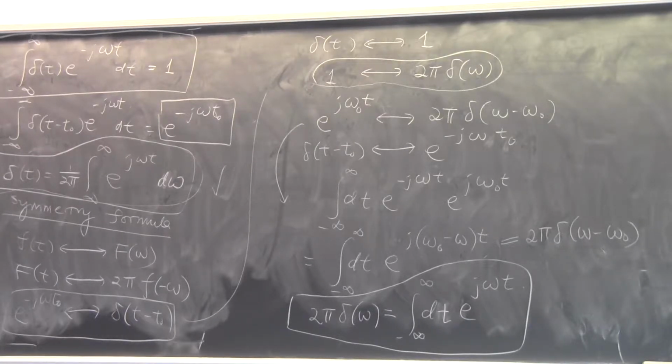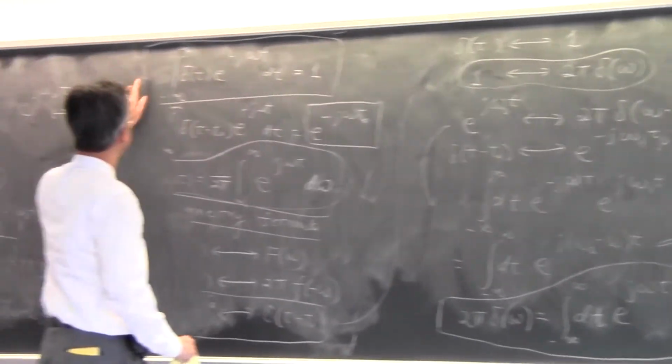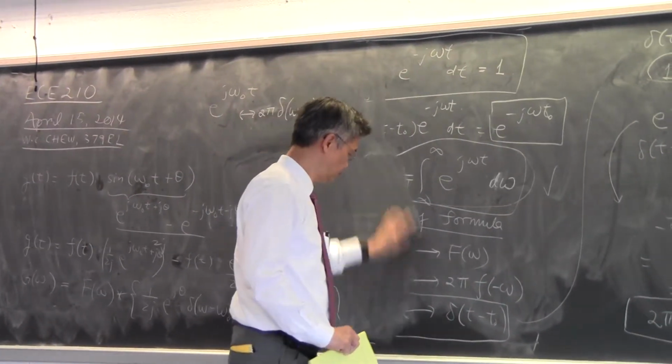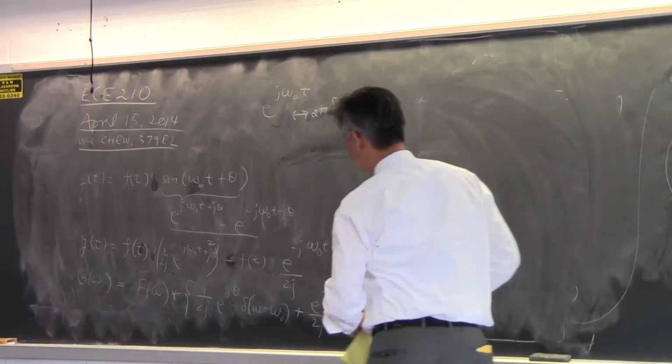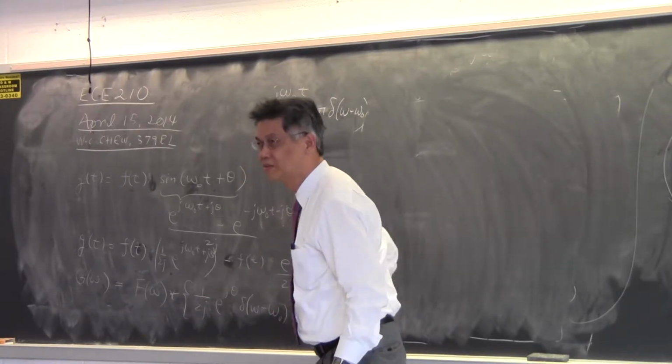This is not a convolution, this is just a multiplication. And then you have the convolution of e to the minus j theta over 2j with delta omega plus omega naught. And you know how to convolve a function with a delta function quite easily. It's very easy to do. And then you can work out the spectrum of this. Do you need me to work this out, or is it quite straightforward?